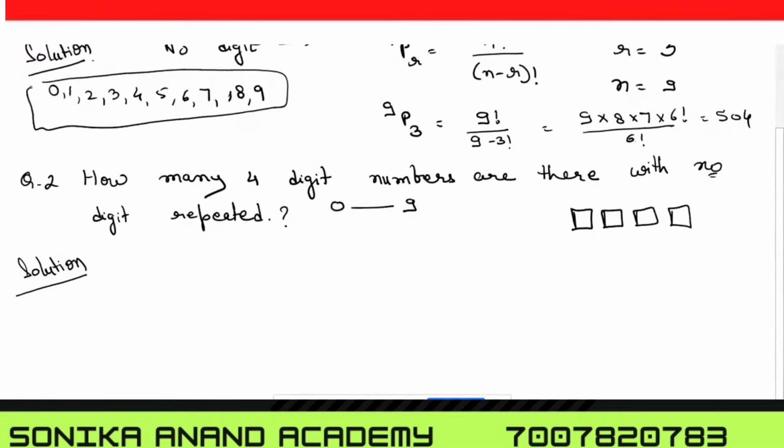Now in the first one, we can't fill 0. Clear? So how many choices do I have? 9 choices. Yes, ma'am. Now in the second one, how many choices do we have? 8, ma'am. Then 7, then 6.